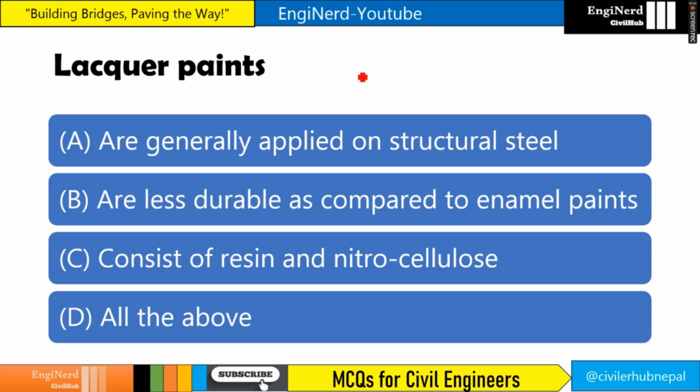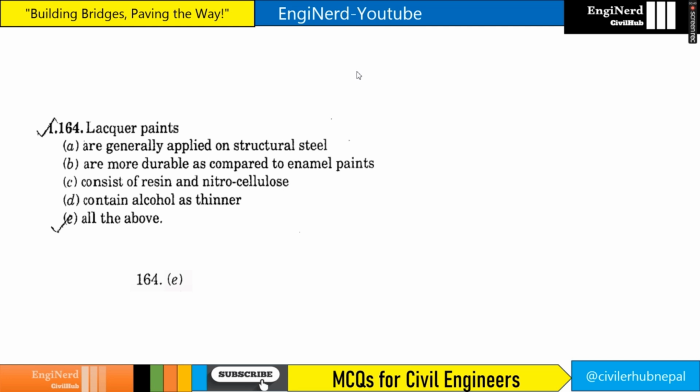Lacquer paints. Lacquer paints are generally applied on structural steel, are less durable as compared to enamel paints, consist of resin and nitrocellulose. All of the above. All of the above are correct. This is a question from a previous exam. The answer is E.